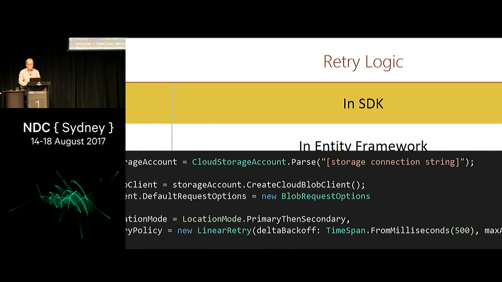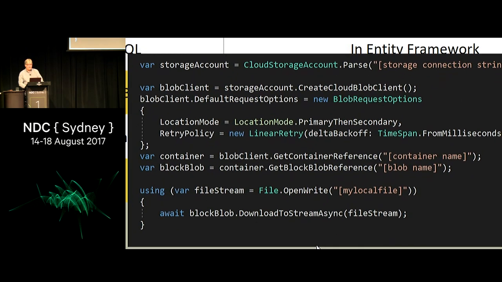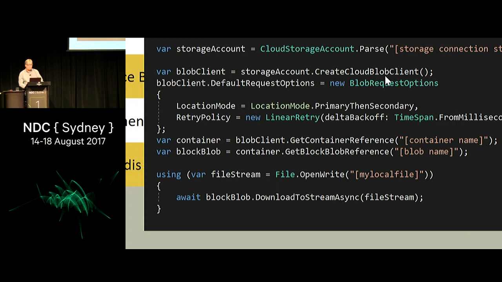And here's a little bit of code where you can see when I connect to a blob storage with a blob client, one of the properties that is hanging off that object is the default request options. And I can customize the request options to say, my location mode is primary then secondary. In other words, I want you to try to go to the primary storage account location first, and if that fails, then try the secondary one. And actually, you have to do that if you want to have the 99.99% uptime guarantee. Microsoft says you have to try the secondary.